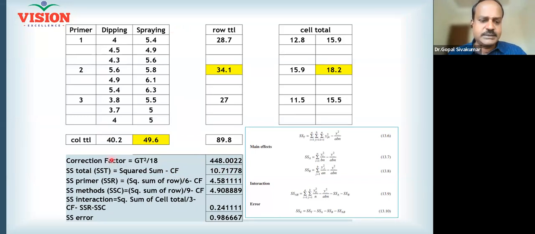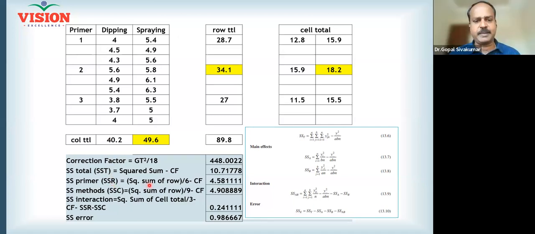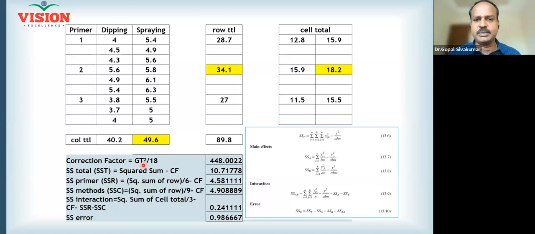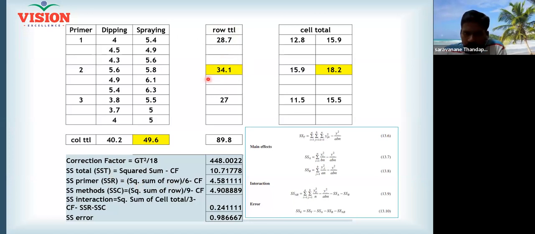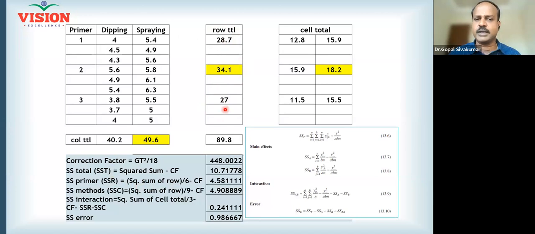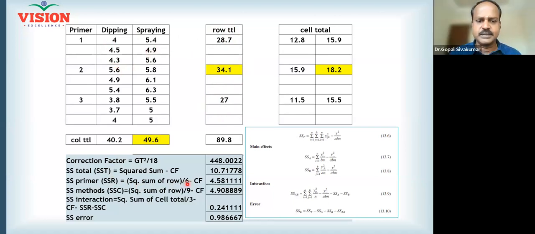Now sum of squares for the primer. Row wise, you have to square and then sum. First row 28.7, second row 34.1, third row 27. Square them, sum them, and for each total, how many data did you use? 6. So divide by 6 minus correction factor.